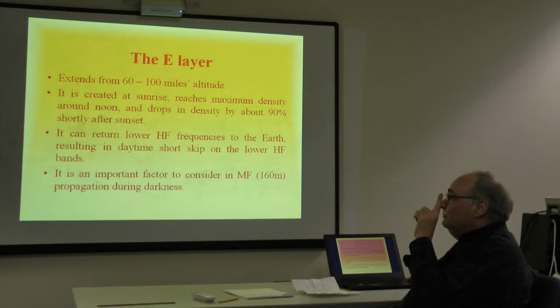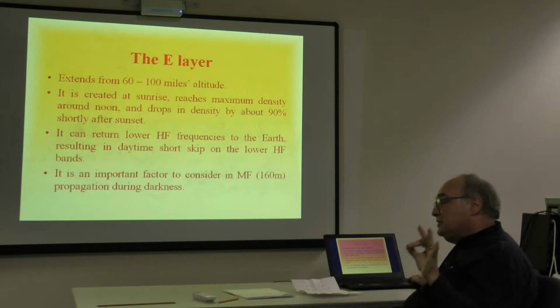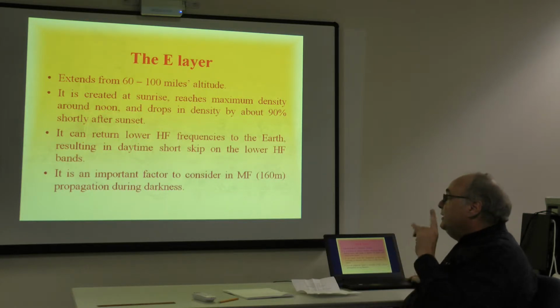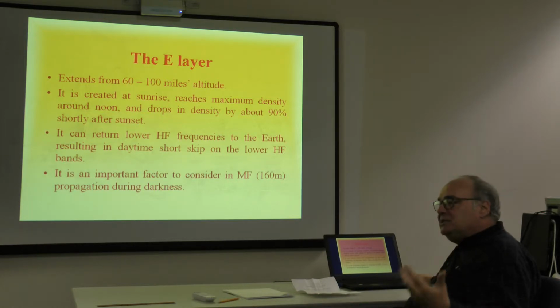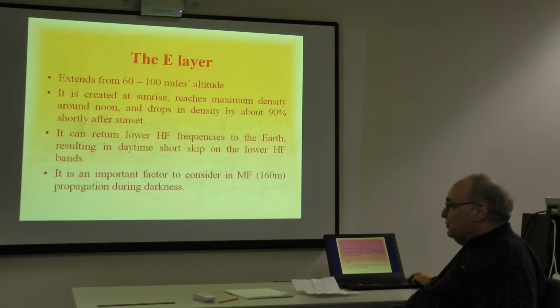Okay, so the E layer is created at sunrise. It reaches its maximum density around noon and drops in density by about 90% shortly after sunset. It can return lower HF frequencies to the Earth, resulting in daytime short skip on the lower HF bands. Again, we're talking 160 and 80 for very limited duration in terms of miles. It can be an important factor in terms of medium frequency or 160 propagation during darkness.